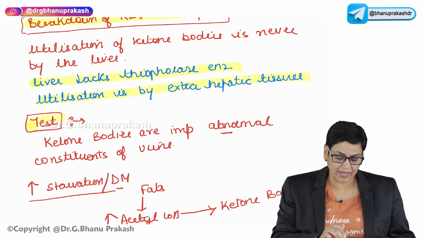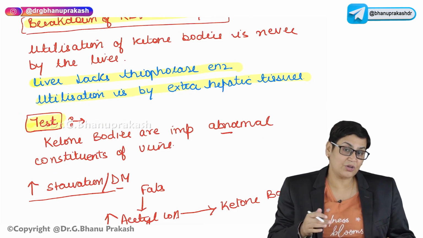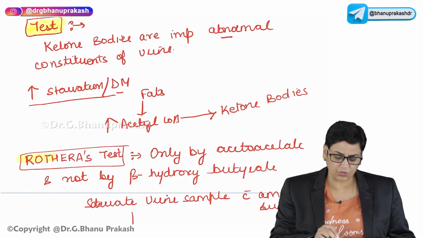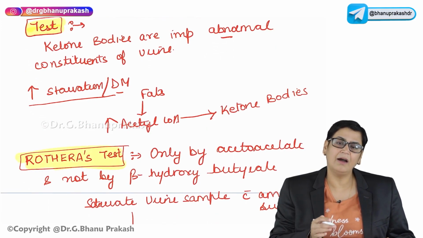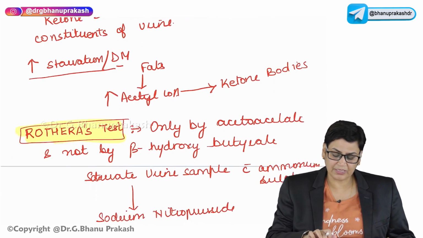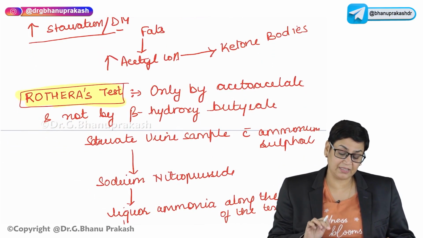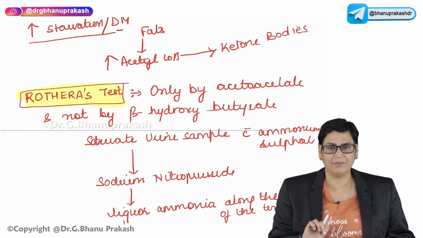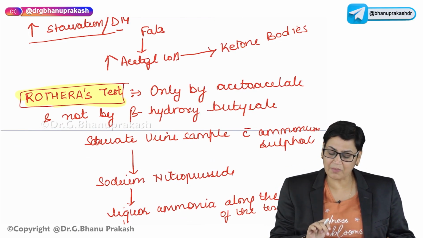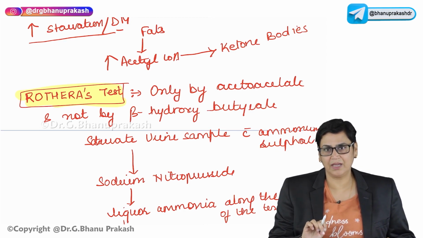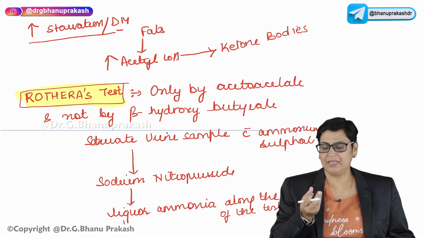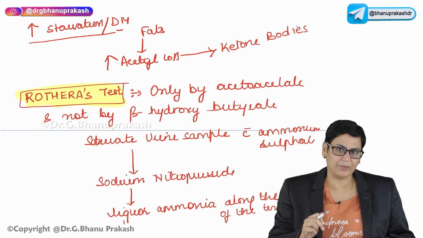Now the test for the detection of ketone bodies, most important from the examination point of view, is the Rothera's test. Another test is Gerhardt's, but the Rothera's test is the one carried out. It is answered only by acetoacetate. This is also a question asked in the exam, that which of the following ketone bodies does not answer Rothera's test. So always remember, it is never answered by beta-hydroxybutyrate. It is always answered by acetoacetate. Acetone comes out in the form of effervescence.